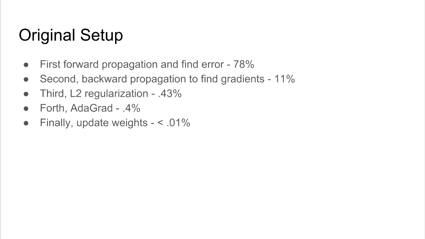So this is the situation that the program had in place before I tried to implement a new algorithm. First they had a standard forward propagation, but they did a funny way of finding error. It ended up being 78% of the computation for any given update. And then they have a back propagation at about 11%, L2 regularization, and they use Adagrad, which I'll talk about in a little bit. But what that essentially does is allow them to find gradients on subsets of the data and then update the gradients across the whole feature set all in one pass. And then you have your update weights, which is instantaneous assignment.